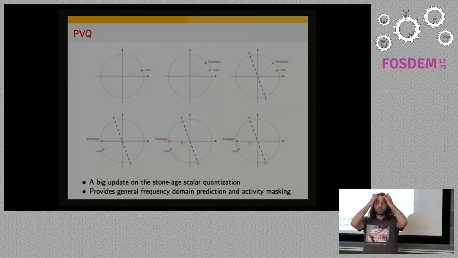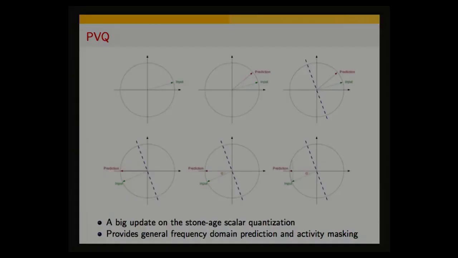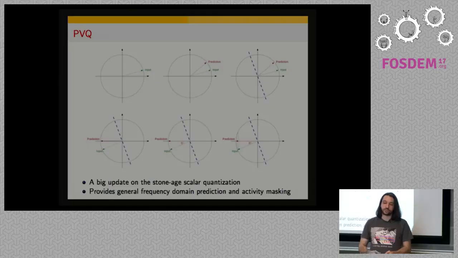Another tool is PVQ. Now, PVQ is going to give by far the most gains, but it's by far the most difficult tool to integrate. And what you can think of PVQ as is a black box where you can insert any kind of coefficients in the frequency domain, and PVQ will predict from both the current image and whatever you give it to predict from. So it can be previous pixel values, previous coefficient values, or it can be, for instance, coefficients from luma when you want to predict chroma.